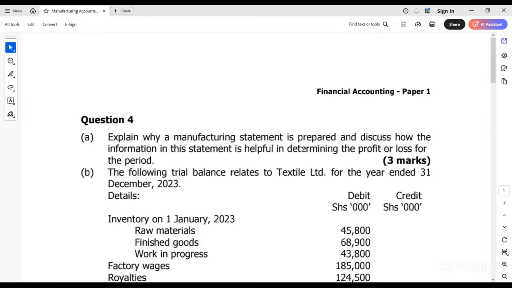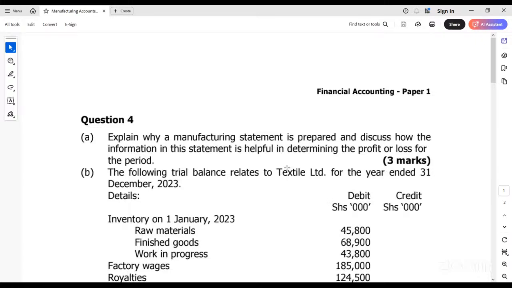We add the cost of labor that has been used during production. Then we also add the factory overhead. Then we come up with the total production cost. On that, we have to add the opening work in progress, and then we less the closing work in progress to come up with the cost of those goods that have been manufactured. So that's the manufacturing account.